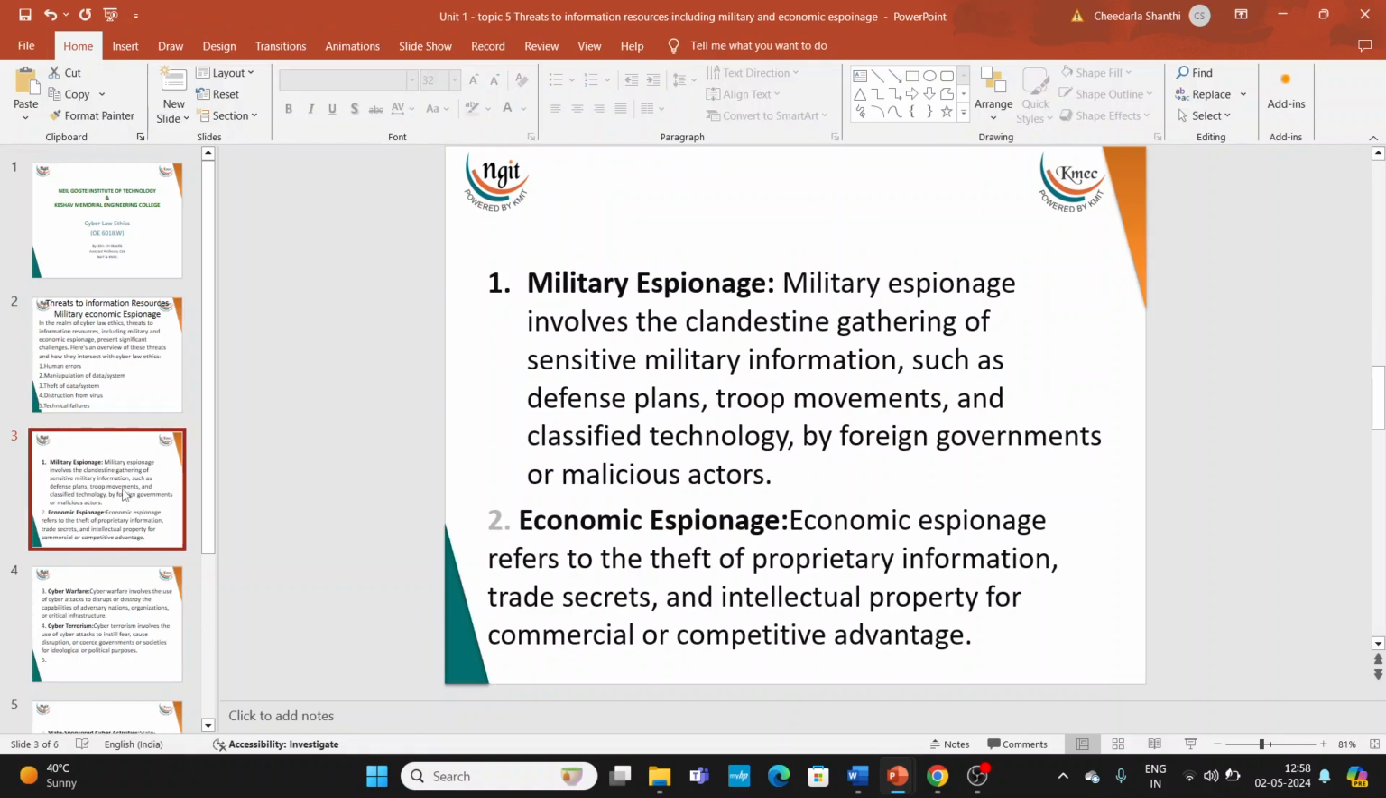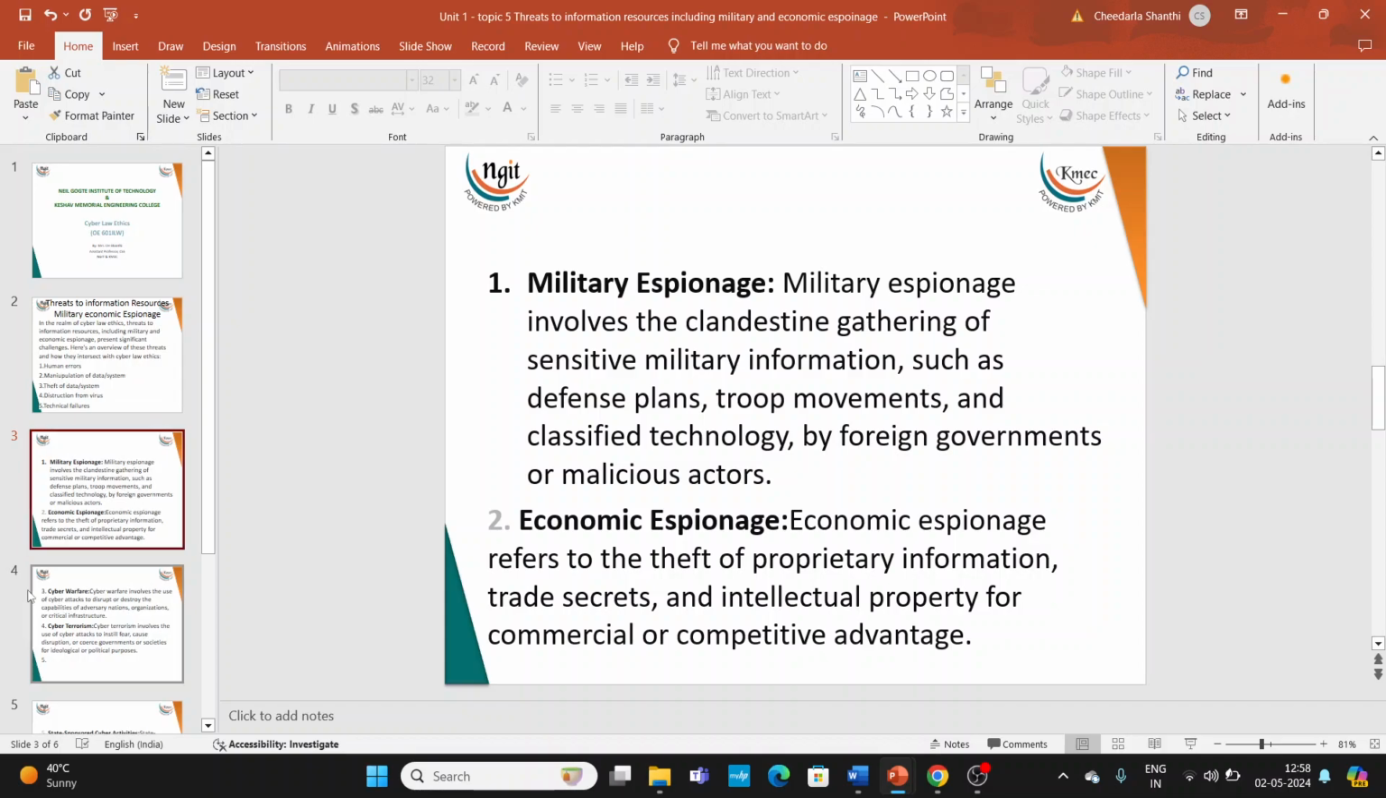Coming to military espionage, what will happen in military espionage? Military espionage involves the clandestine gathering of sensitive information from military and defense people, such as defense plans, what the plans consist of in the defense, and movements, along with classified technology, which type of technology you are going to use, by foreign governments or malicious actors. Those things come under military espionage.